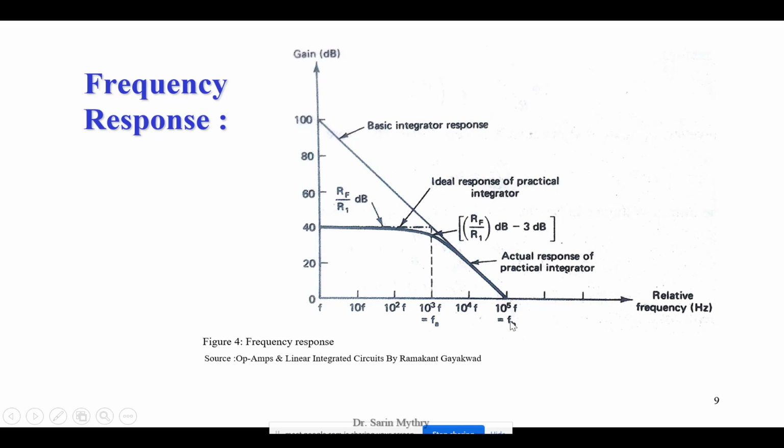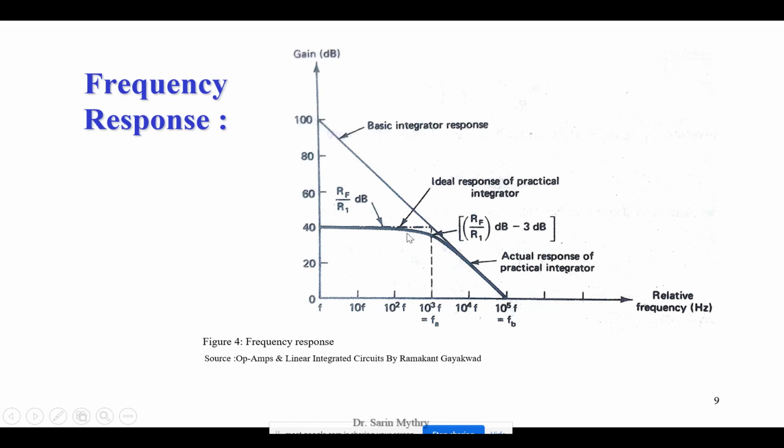So FB is the frequency at which gain is going to become 0, and this is the actual response as per the integration. If you apply each and every value of the input voltage and output voltage, you can see the gain which is obtained with respect to that output voltage. So it is a basic integrator response, and this curve is the ideal response of a practical integrator.